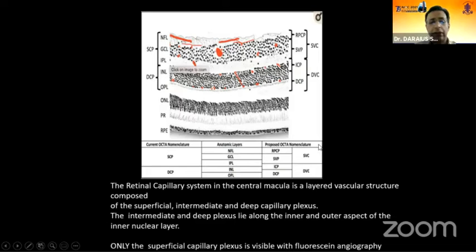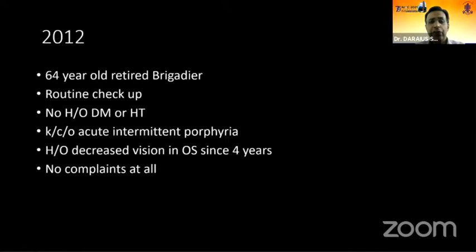So you can say that the retinal capillary system is composed of the superficial, intermediate, and deep plexuses. But see this zone below, just above the RPE. This is an area which is supposed to be avascular, and only if there's vasculature here do we have to suspect the presence of a CNVM. Let's see a few cases.